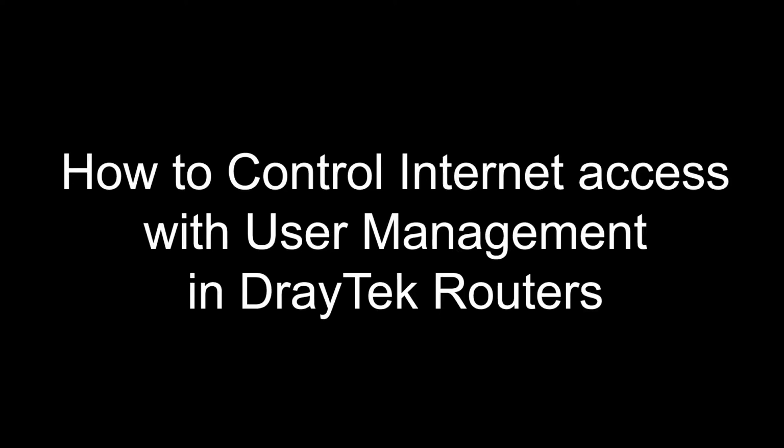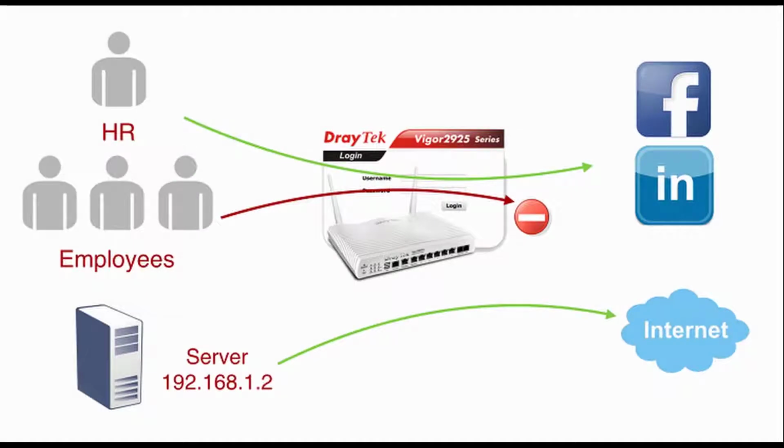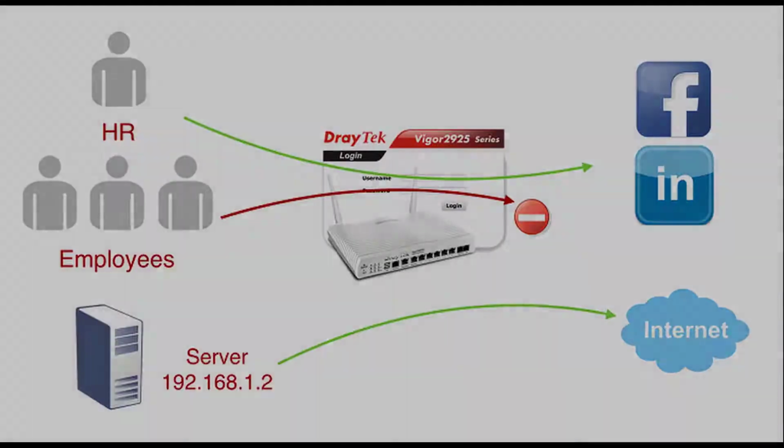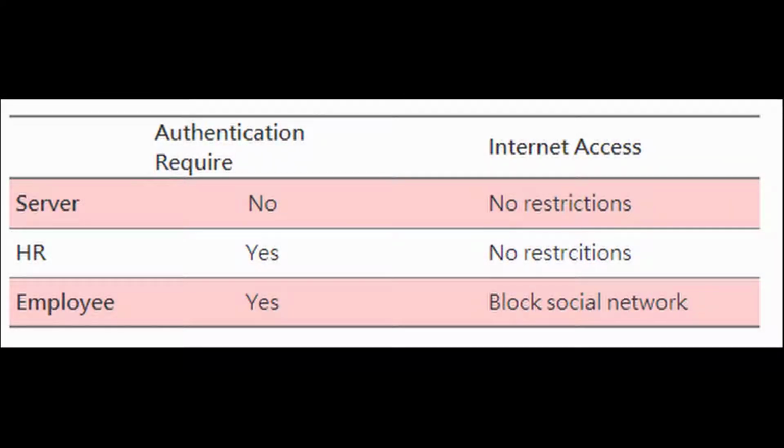Hello everyone, in this video we're going to configure the router so that users will have to log into the network to get internet access, and depending on who the user is will be restricted from accessing Facebook. Also, we don't need our server to log into the network, so we'll create a special firewall rule to allow it to bypass the login.